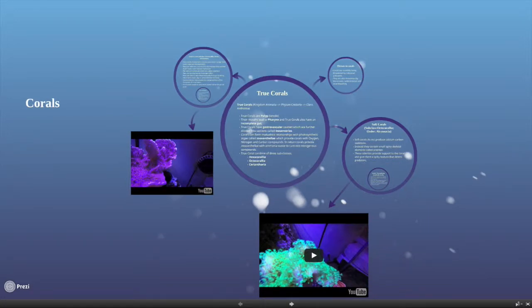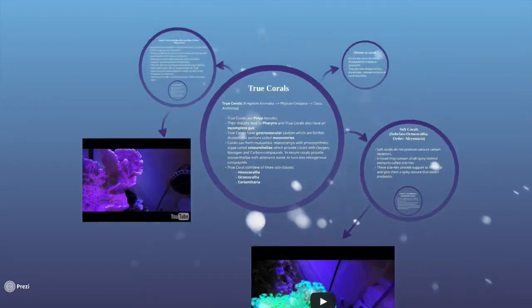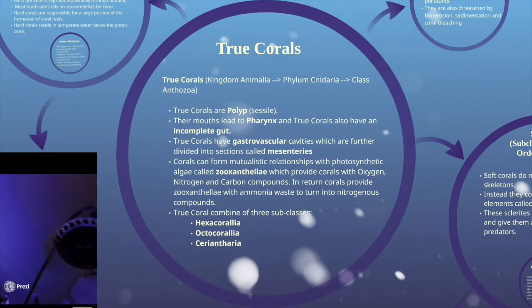In this video, we'd like to talk to you about different types of corals, in specific, true corals. True corals exist in the kingdom Animalia, the phylum Cnidaria, and are the class Anthozoa, also referred to as true corals. True corals are mostly found in the polyp form, which means that they're sessile. Their mouths lead to the pharynx, and true corals also have an incomplete gut.